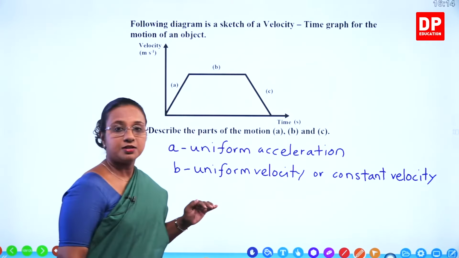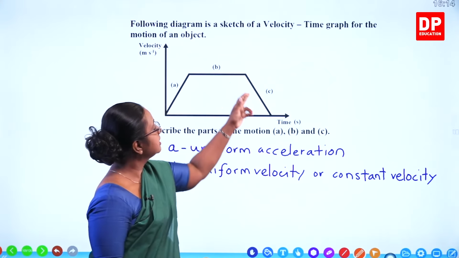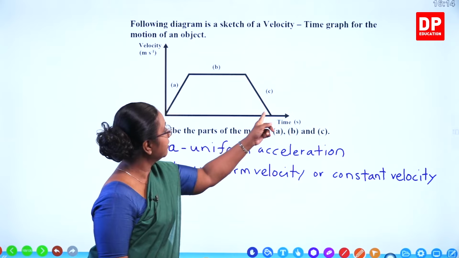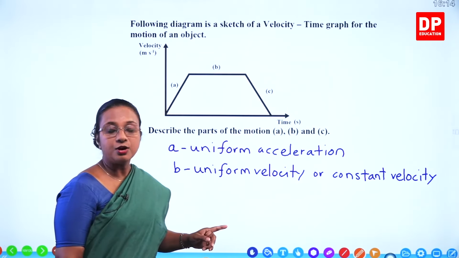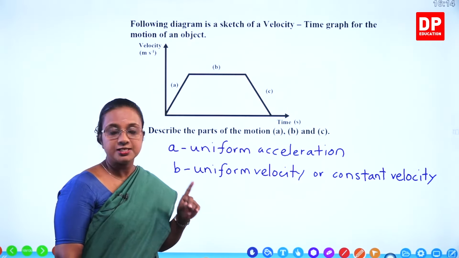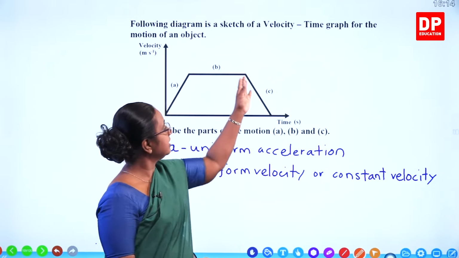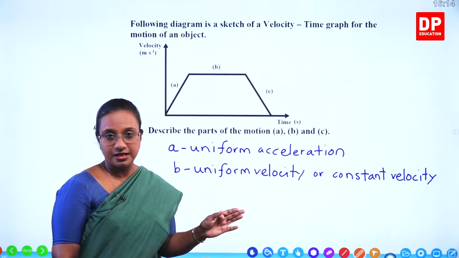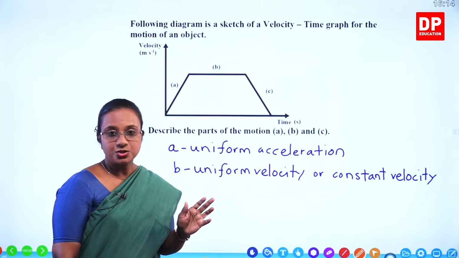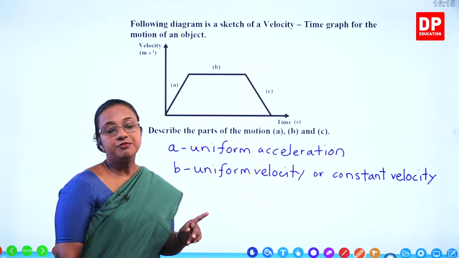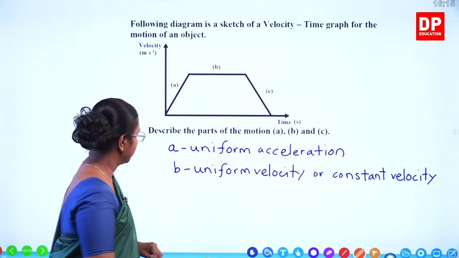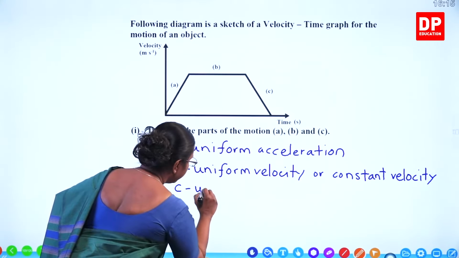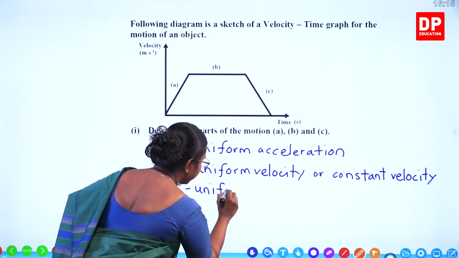Then the last part of the motion is C, where there is a velocity at the beginning and finally at the end of the motion the velocity is 0, and it is a straight line with a negative gradient. So it has to be uniform deceleration. So the C part of the motion is uniform deceleration.